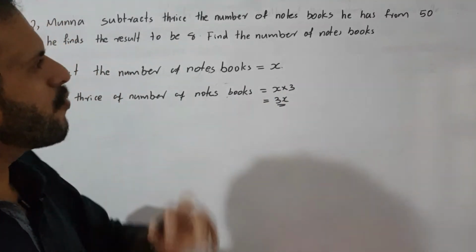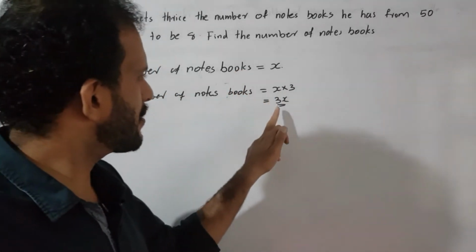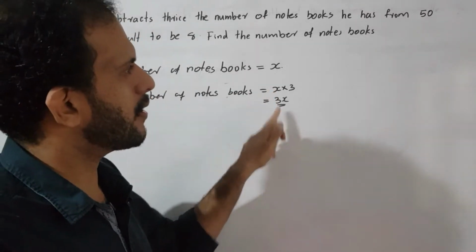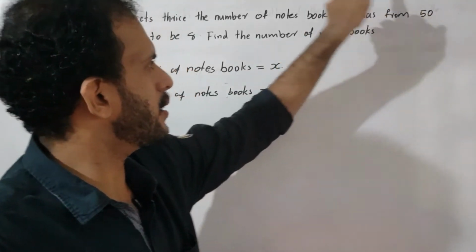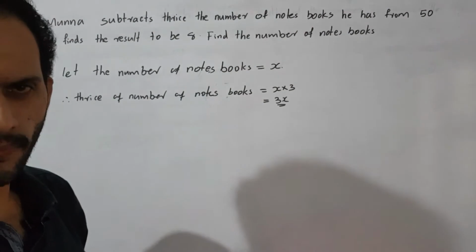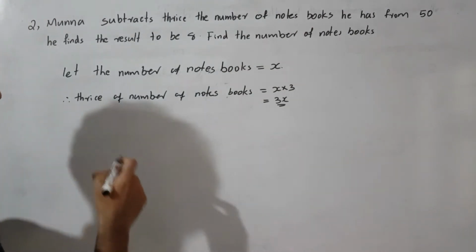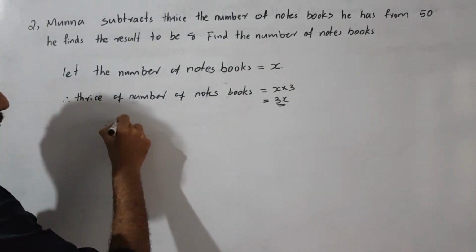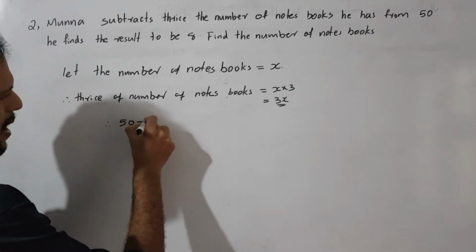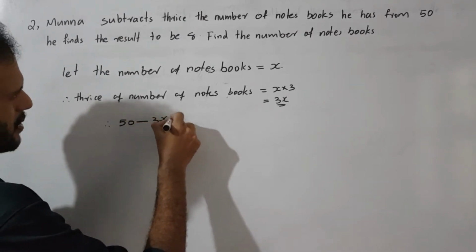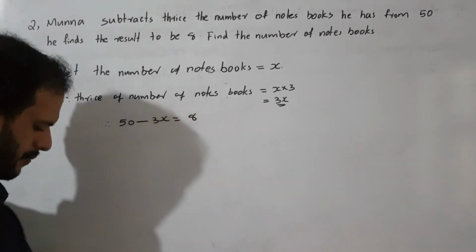Then what is next? We subtract this result, the 3x, from where? From 50. Then what do you get? It is equal to 8. Correct? Then it is very clear. Therefore 50 minus 3x is equal to 8.